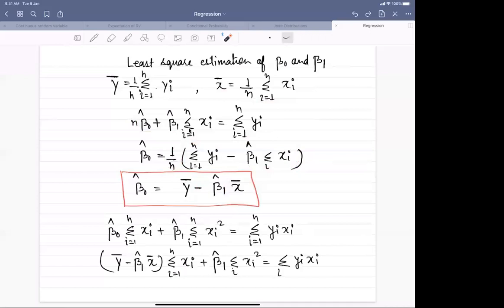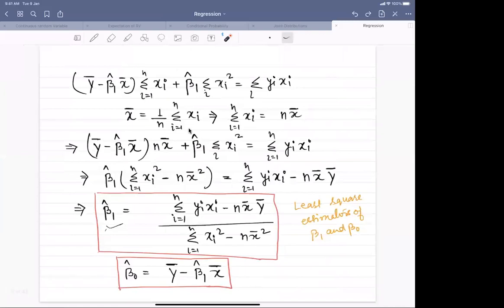We can replace this in the second equation to get this. Essentially we are trying to get beta 1 cap now. So if I replace it, we will find it here: y bar minus beta 1 cap x bar, times summation over i = 1 to n xi, plus beta 1 cap summation over i = 1 to n xi square is equal to summation over i = 1 to n yi xi. If sometimes I'm not writing explicitly summation over i = 1 to n, it's implicit that the summation is going from i equal to 1 to the total number of observations, that is n. Sometimes I'm writing it, sometimes I'm not, but it is implicit.